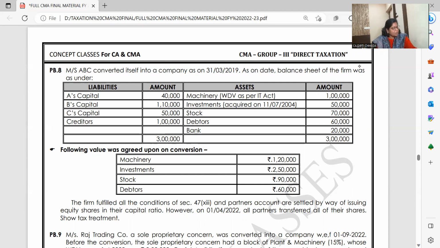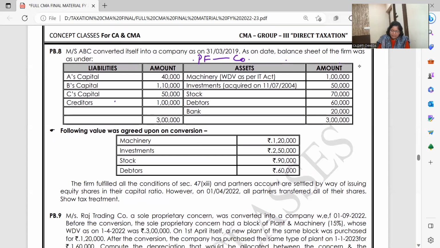So let us do problem number 8. ABC converted itself into a company in March 2019. As on the date of balance sheet, the firm was as under. Are you getting? Partnership firm is getting converted into company. All the partners will become shareholders and they will hold that share at least for 5 years. And whatever reserves they have, even if reserves are there, they cannot distribute and finish off with that, right?